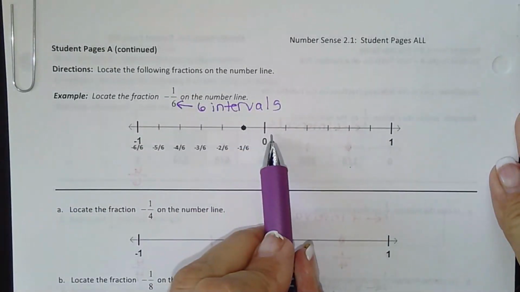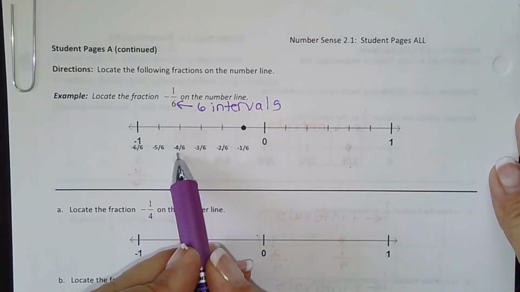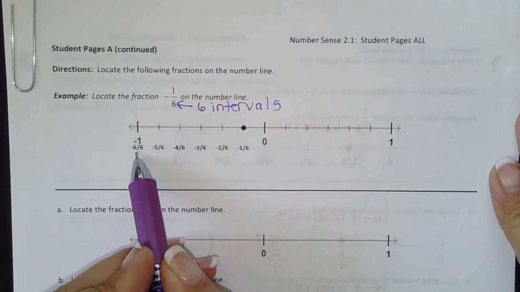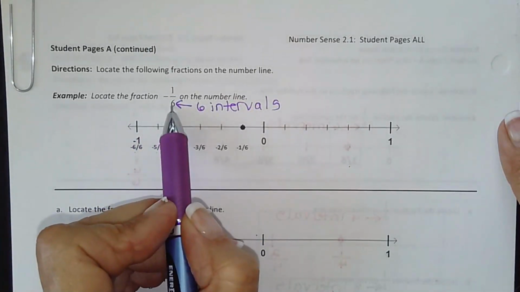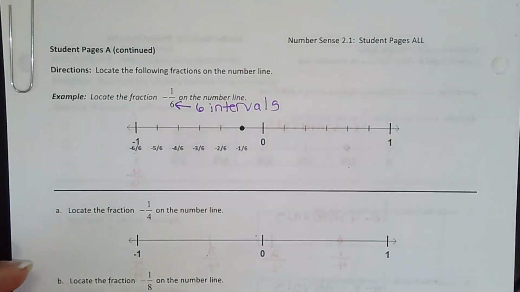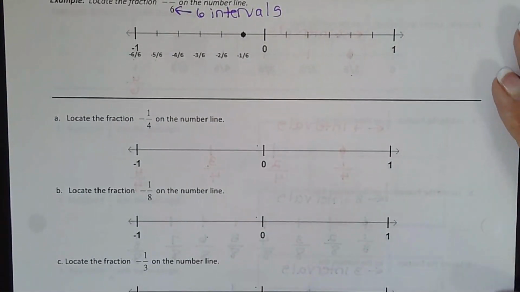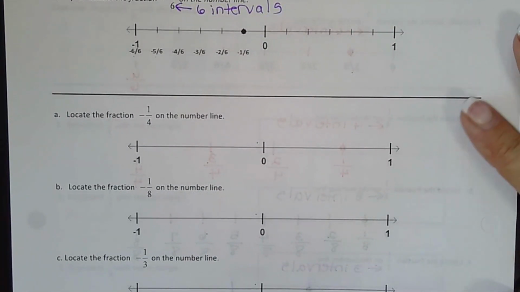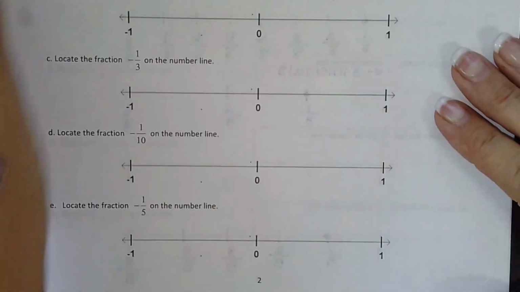And so -1/6, -2/6, -3/6, -4/6, -5/6, -6/6, which is -1. And then I place my location point at -1/6. So same thing, just counting on the other side of 0. So how about we do C and E this time, and I'll let you do A and B.